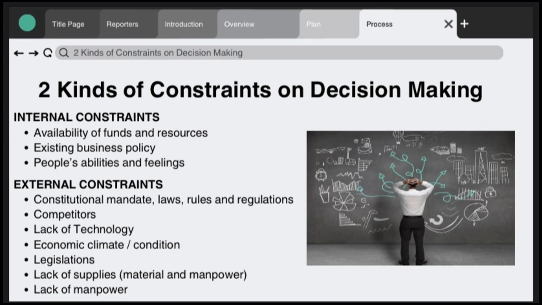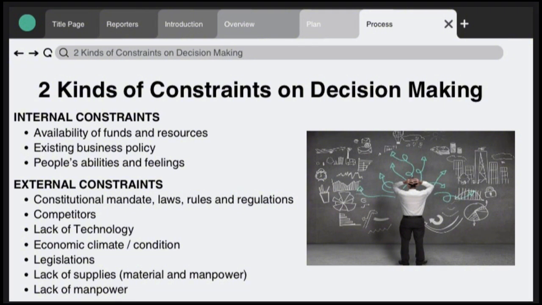Two kinds of constraints in decision making. Internal constraints. First, availability of funds and resources. Example, imagine a small tech startup that has identified the need to upgrade its IT infrastructure to enhance operational efficiency and security. The leadership team acknowledges the importance of this upgrade, but they are constrained by a limited budget and resource availability.